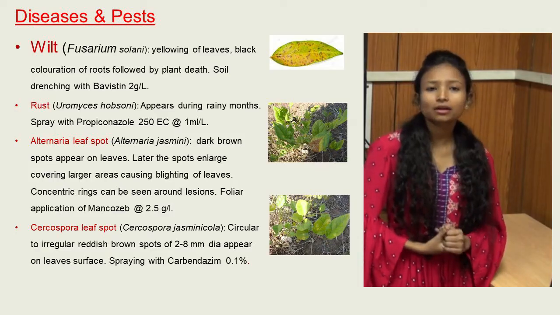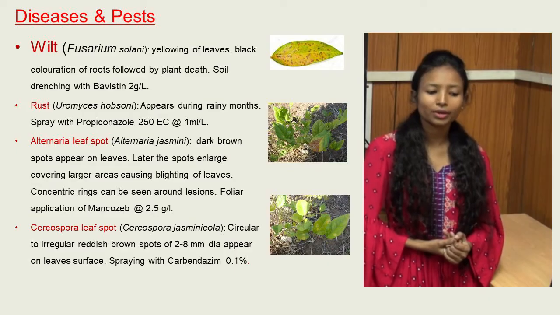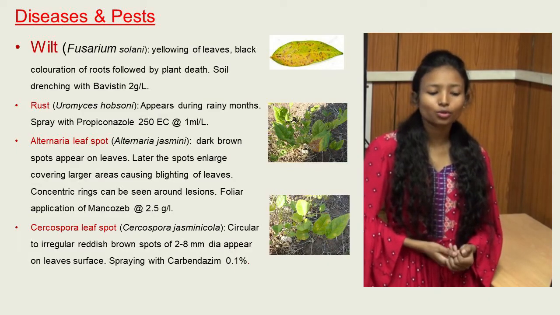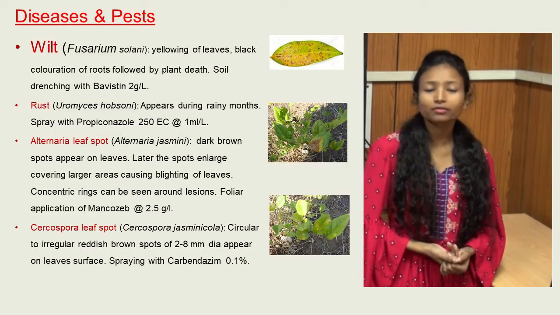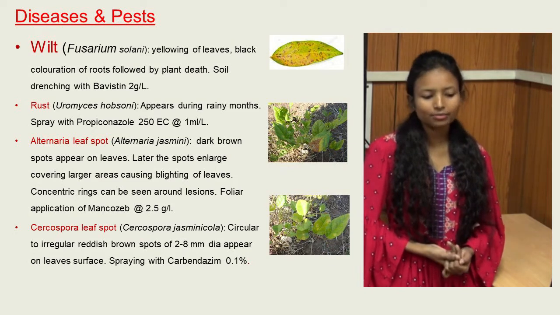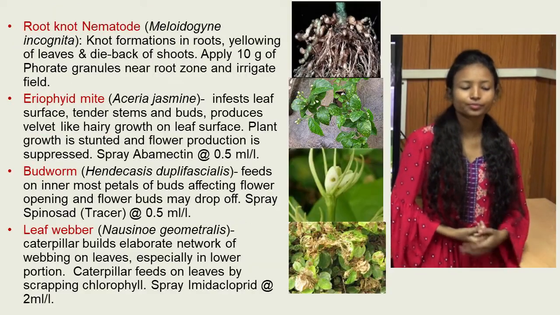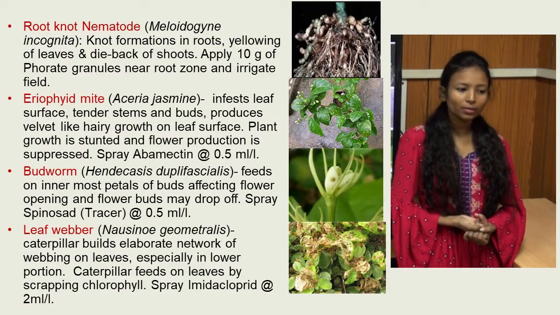The last is Cercospora leaf spot. It is caused by Cercospora geminicola, and in this, circular or irregular reddish brown colored spots can be observed on the surface of the leaves, and it can be controlled by the spray of carbendazim at the rate of 0.1 percent. Okay, these are the pests which infest the jasmine crop.